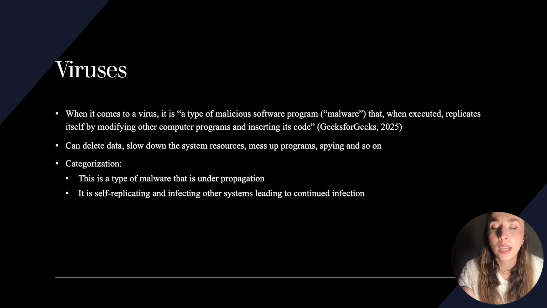So there are some ways to prevent your computer from viruses. It can be installing antivirus software, updating it regularly, and being cautious of emails and downloads. You can also use really strong passwords and back up your data. So the categorization here is that it's a type of malware under propagation, which is basically self-replicating and infecting other systems, which will eventually lead to continued infection.